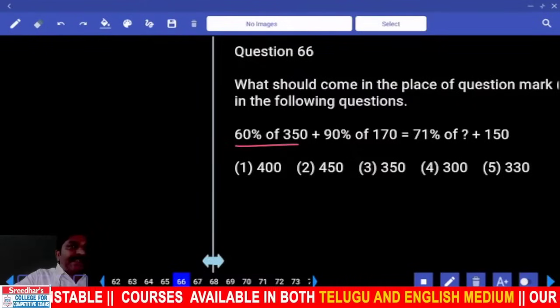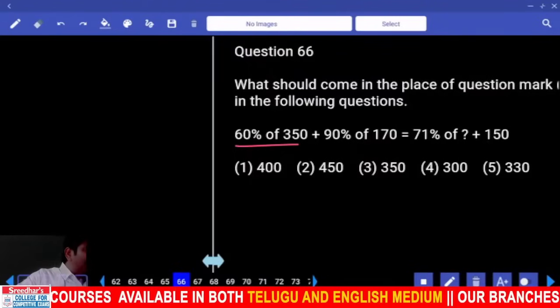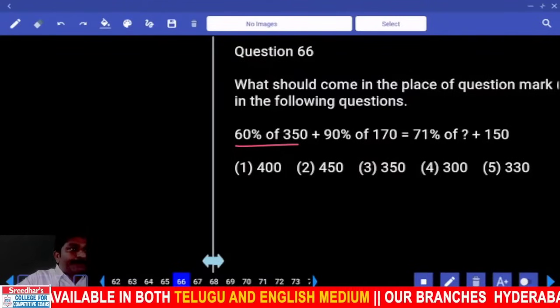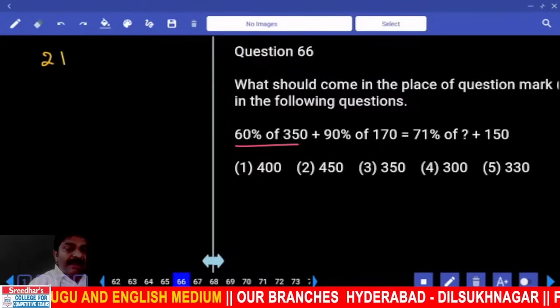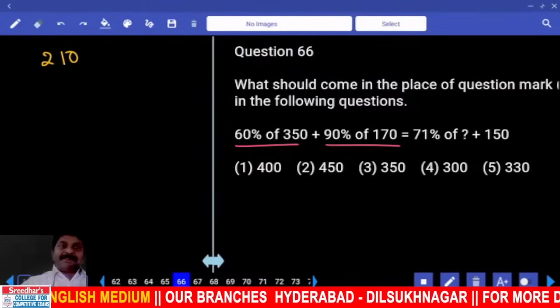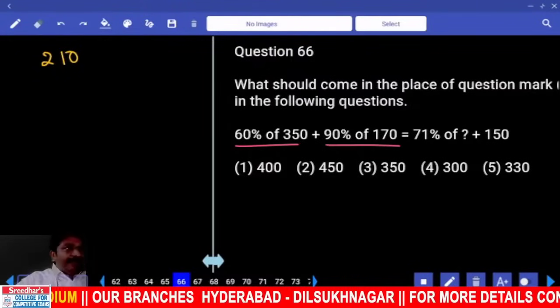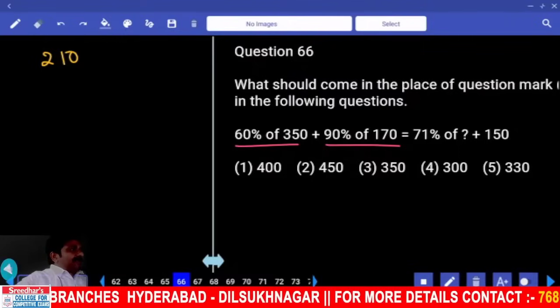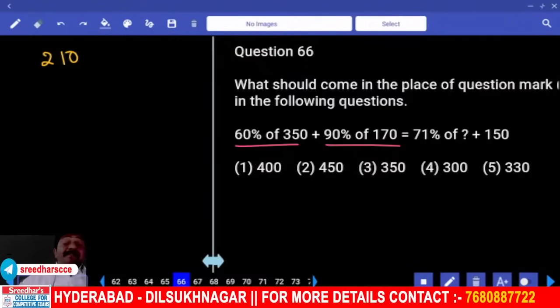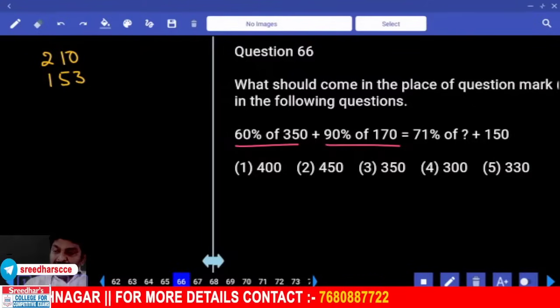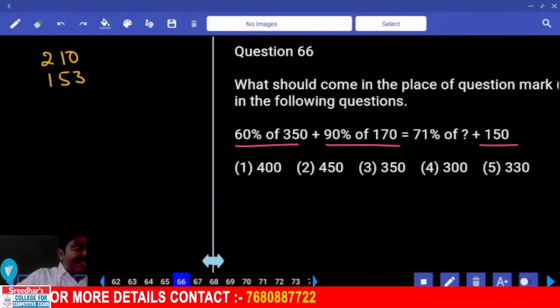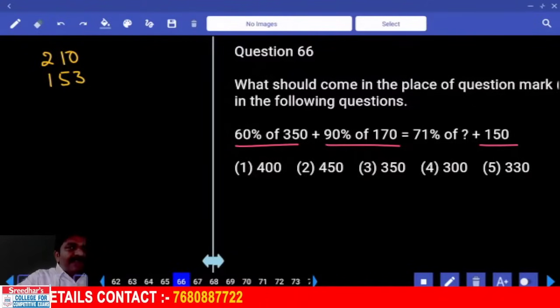60% of 350, 10% double, triple, 210. 90% will be equal to subtracting 10% only. What is 10%? 170 minus 17, 153. Right hand side number 150 is there, correct? When it comes to left hand side, it becomes minus 150.